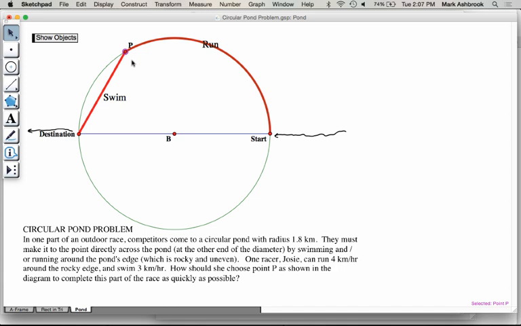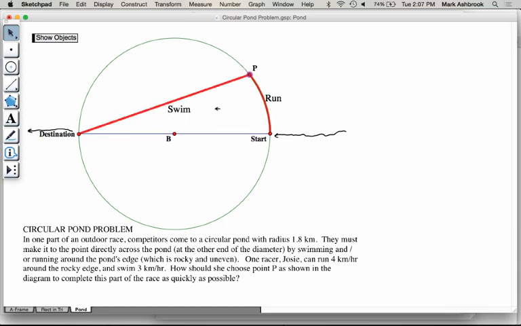Lots of possibilities, and that's the idea of the variable situation. We've got quantities that are changing according to Josie's choice, her choice of how to get from point P to the other side.